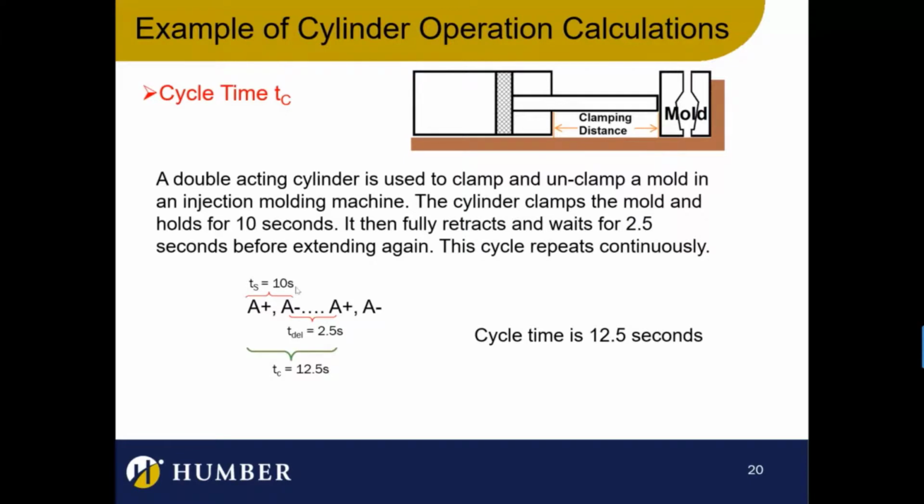The whole process takes 10 seconds. Okay, good. So it extends, holds for 10 seconds, and then retracts, and it goes back and forth, back and forth. The delay time is 2.5 seconds. It says so here, and this cycle repeats continuously. Okay, so one cycle, the full cycle time is 12.5 seconds.